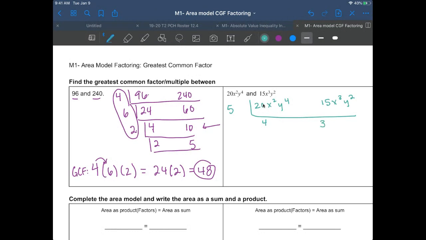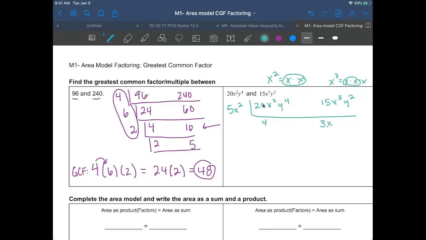So now let's look at the x's. This x squared is basically x times x, and x cubed is x times x times x. How many factors of x do we have in common? Well, 2 and 2. So 2 x's get pulled out to the front. x squared divided by x squared is 1, so those cancel. And then x cubed divided by x squared will leave me with 1x.